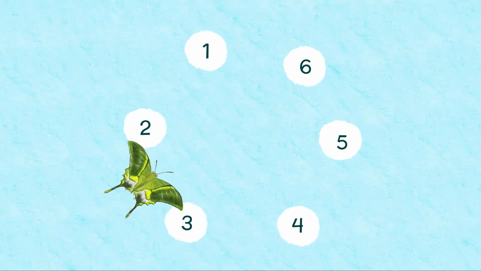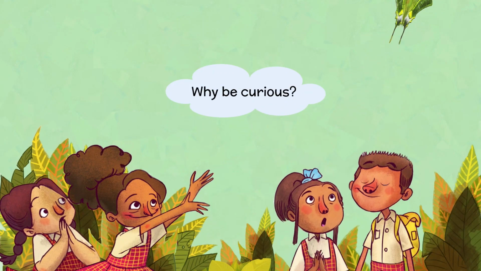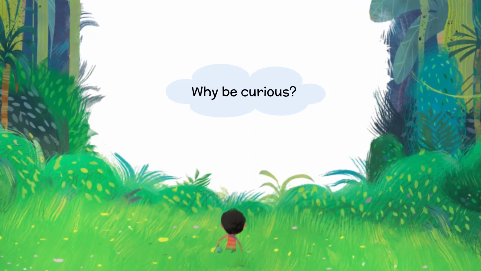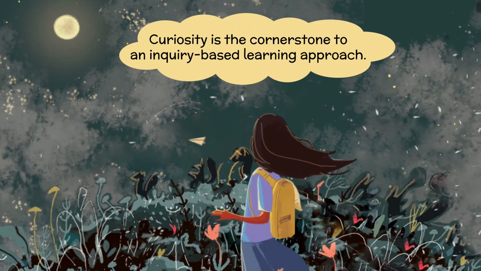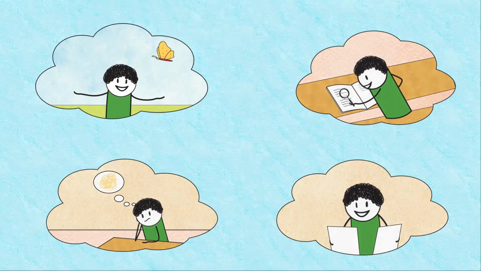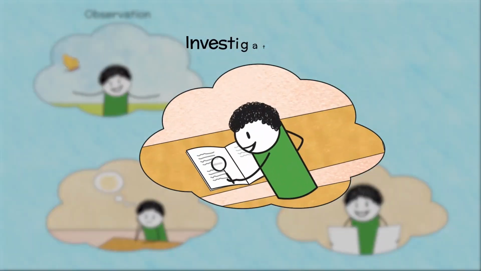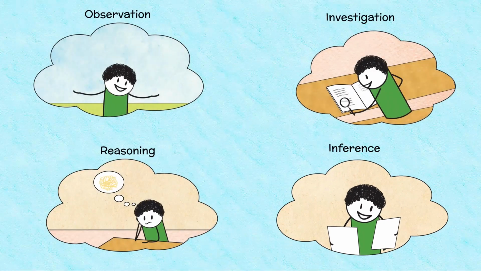This video will take you through 6 simple ways to spark curiosity among children in order to promote inquiry-based learning of STEM concepts. Curiosity helps children discover new things for themselves, enabling learning through inquiry, which in turn strengthens STEM skills like observation, investigation, reasoning, and inference making.